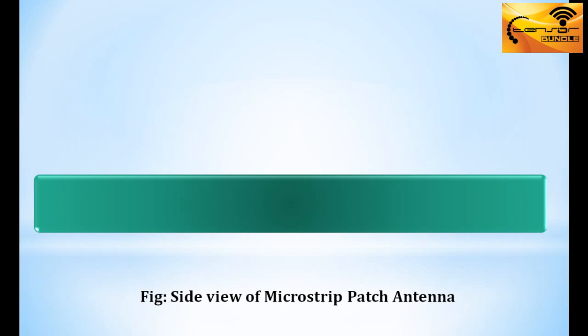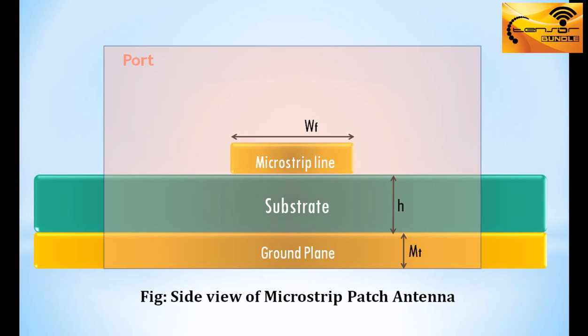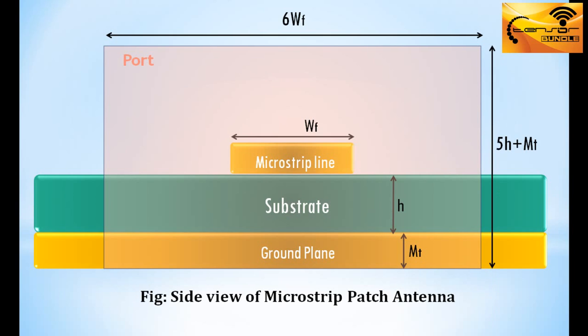This is the substrate. The ground plane is at the bottom and then the microstrip line is at the top. This is a side view of the antenna. And the intended port is marked by pink color. The rule of thumb is that the width of the port must be 6 times the width of the microstrip line WF. And the length must be 5 times the substrate thickness H plus the ground plane thickness MT.